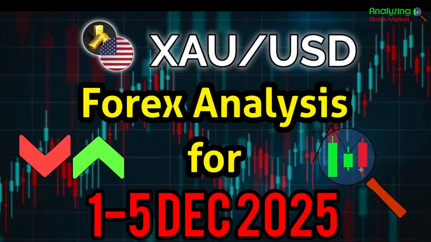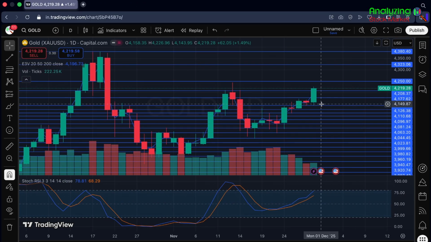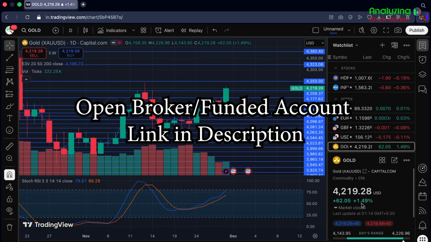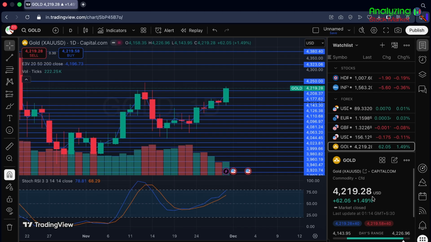So today we'll be talking about XAU USD, that is the gold USD pair, and we'll do the forex analysis for 1st to 5th December 2025. So let's go straight to our chart. First, let's see what happened in gold USD on Friday. As you can see, gold made a 1.49% positive move, and 4219.28 was the closing on Friday.